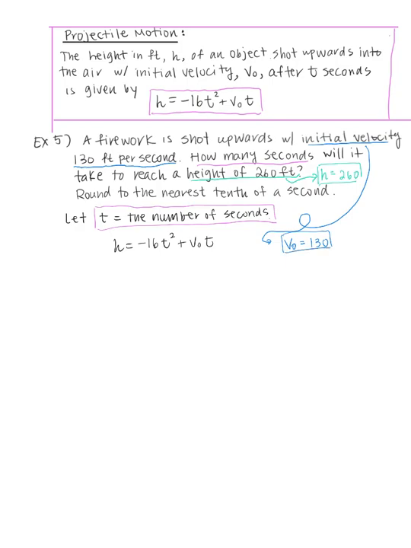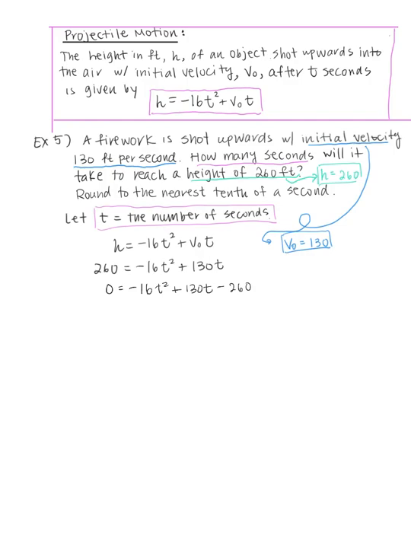Okay, now let's plug it in. Since our height is 260, I'm going to replace h with 260 equals minus 16t squared plus v sub 0, which is 130, times t. Now let's bring that 260 to the other side by subtracting it. So then you're going to get 0 equals negative 16t squared plus 130t minus 260. Okay, now I'm going to apply the quadratic formula to this.